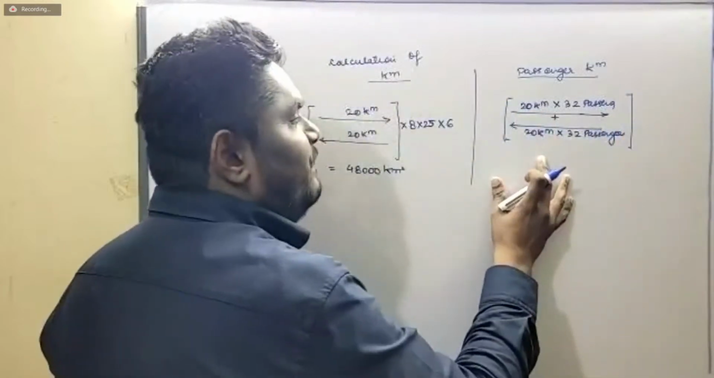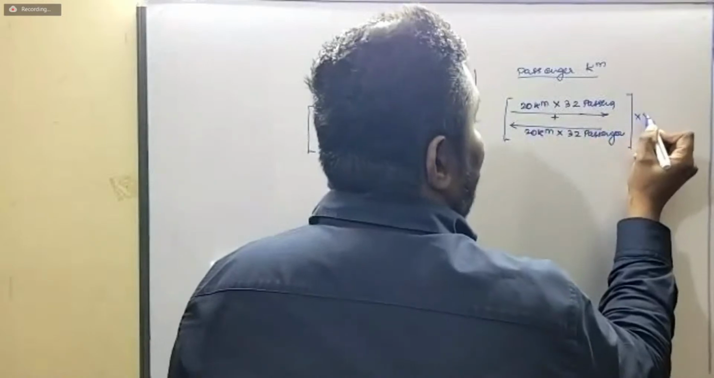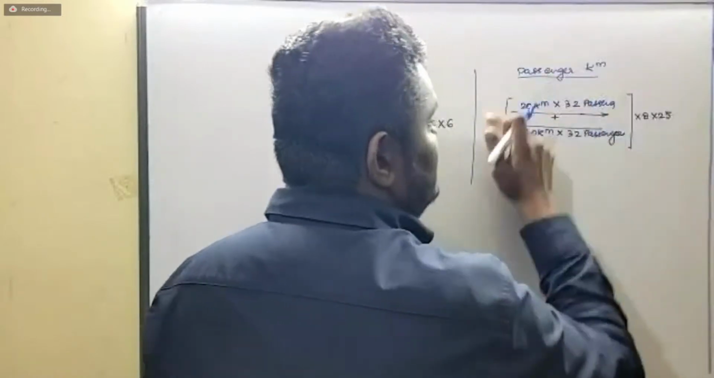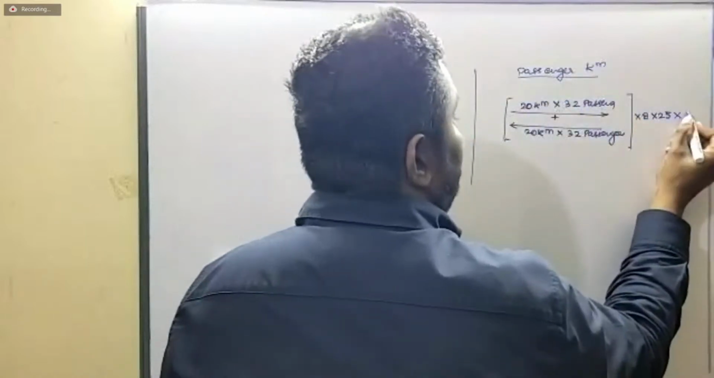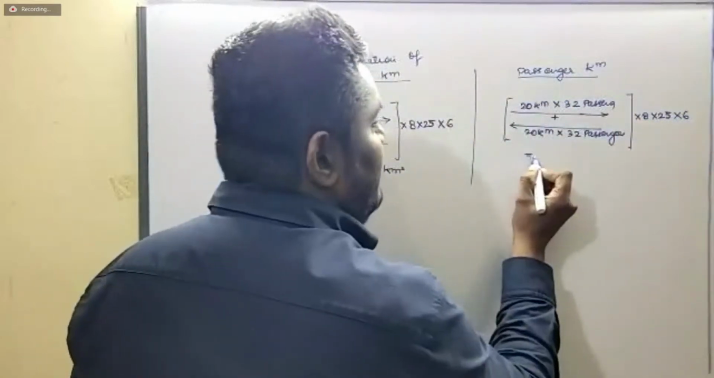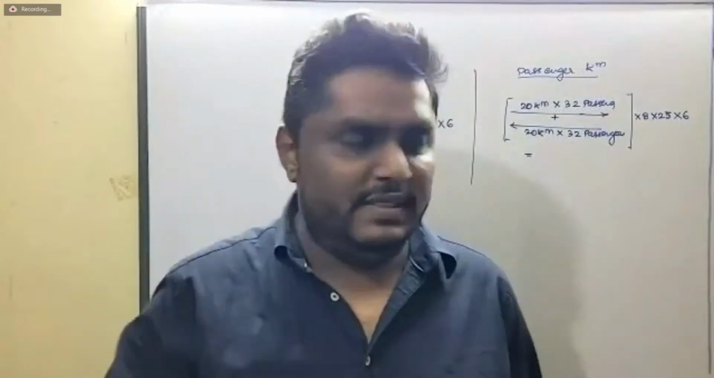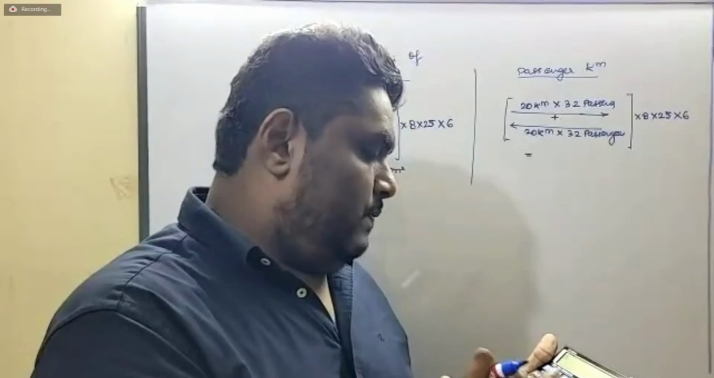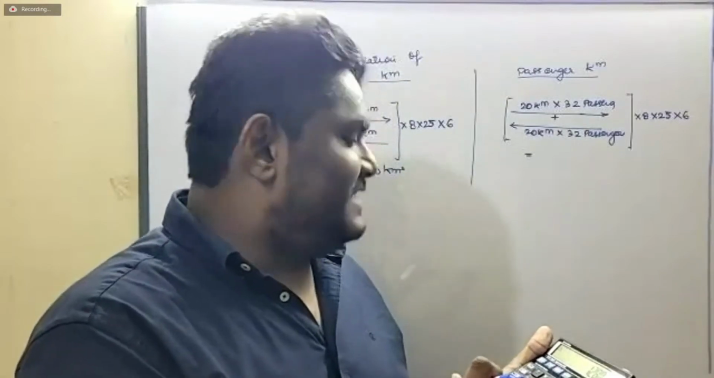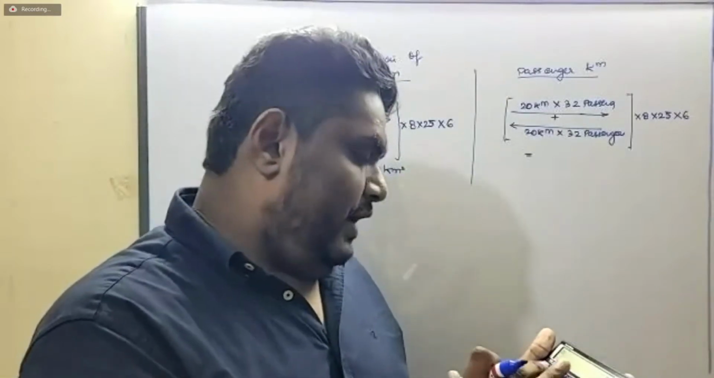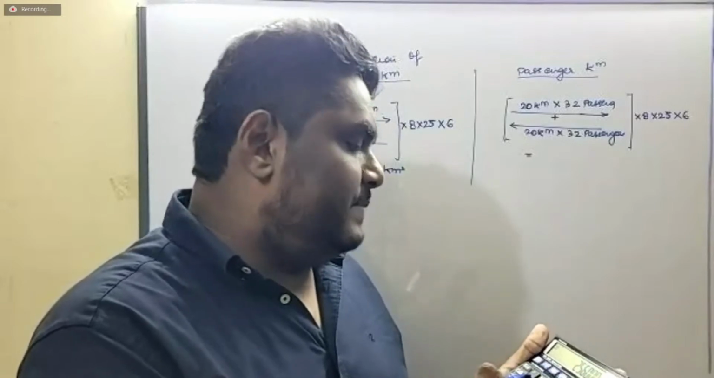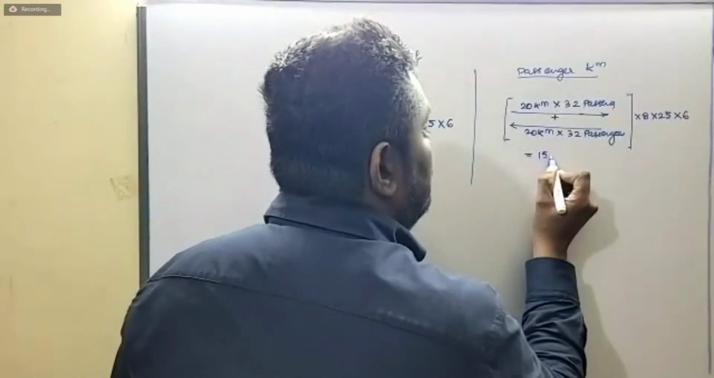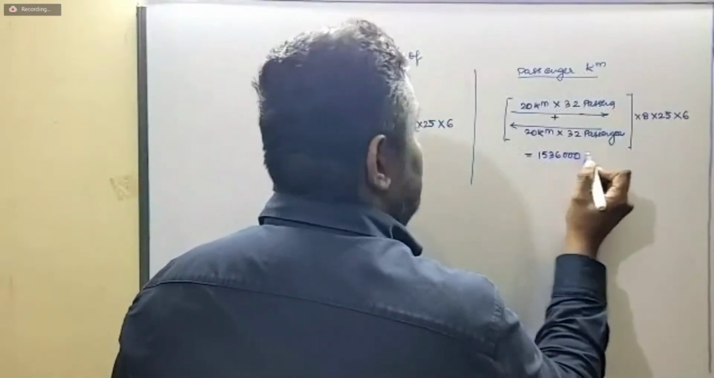So this is the data for every trip. Into 8 trips in a day, into 25 trips in a month. So this is the per bus data. Into, if we multiply it by 6, we will get the entire data for all the 6 buses. So 20 into 32, 640 plus 640 into 8 trips in a day, into 25 trips in a month, into 6 buses. So this will be 15 lakh 36,000.